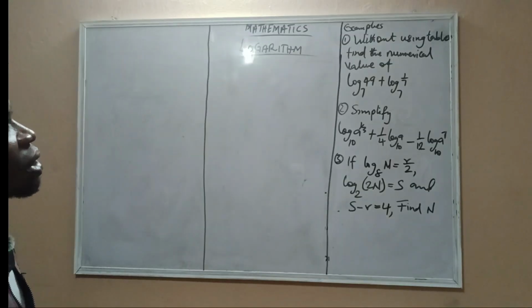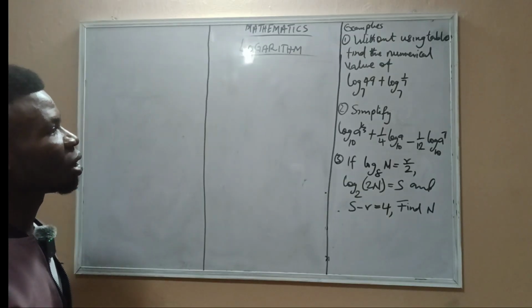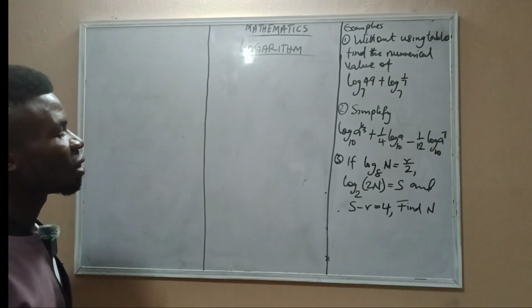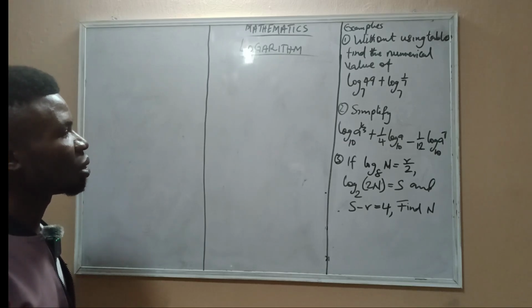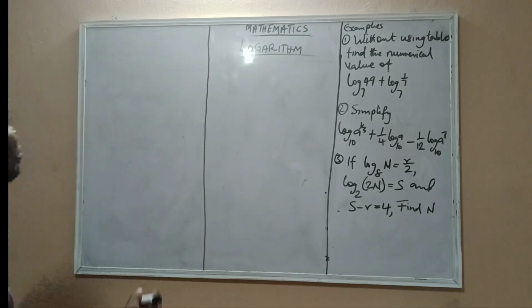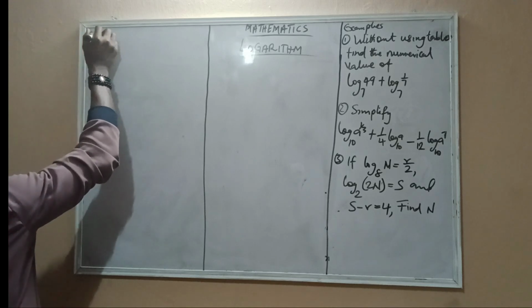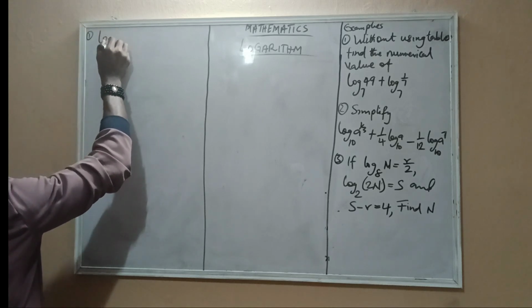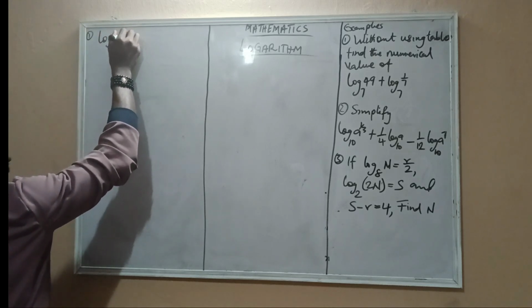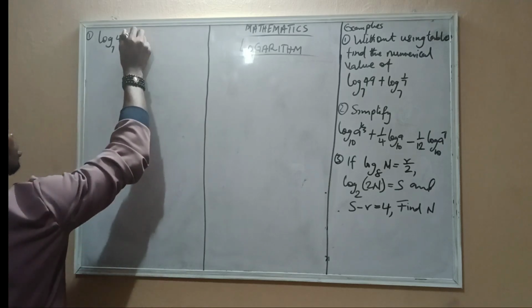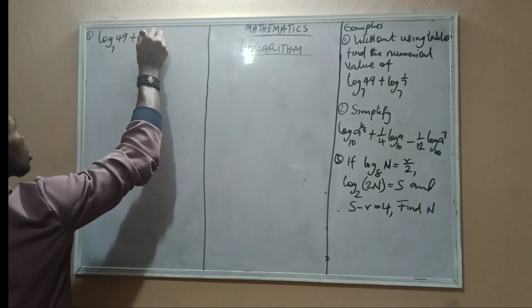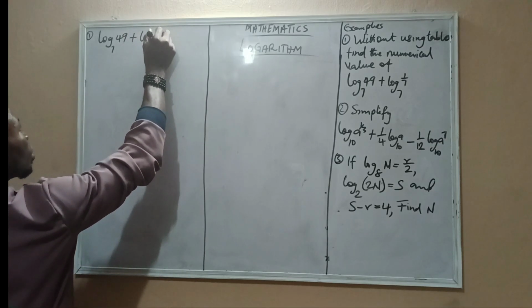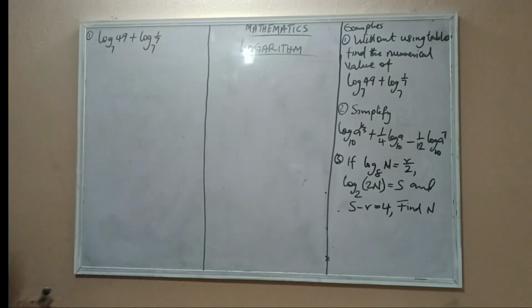The first one says, without using tables, find the numerical value of log to the base 7 of 49 plus log to the base 7 of 1 over 7. Number 1 says log to the base 7 of 49 plus log to the base 7 of 1 over 7.